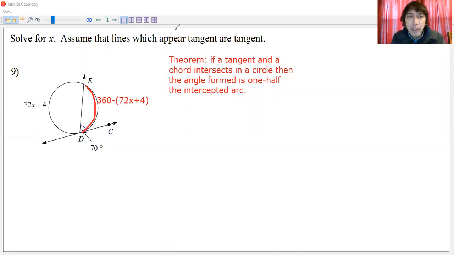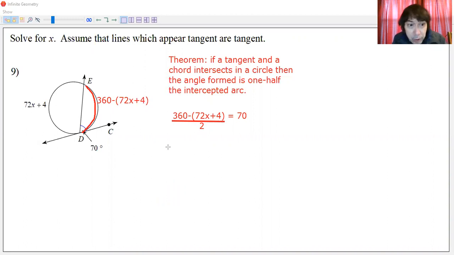And so our working equation will be 360 minus 72x plus 4, and then we shall divide this by 2. Remember, it's 1/2 the intercepted arc. So we divide by 2, and this is equal to the angle 70 there. And so we shall put the divide symbol there. All right, and so we shall simplify the equation and find the answer.